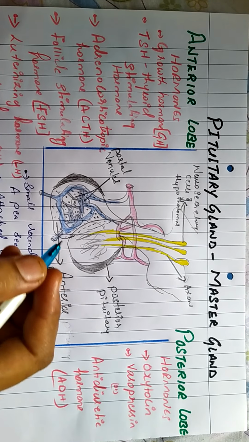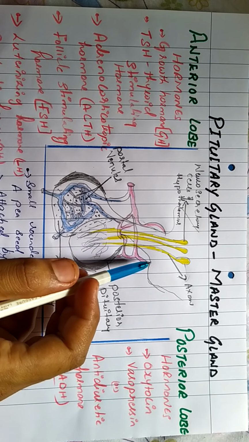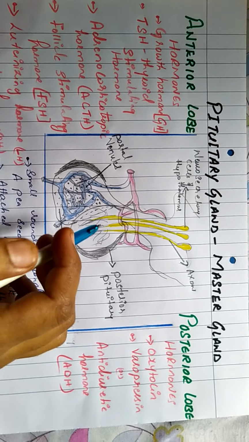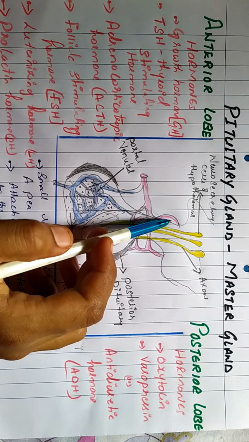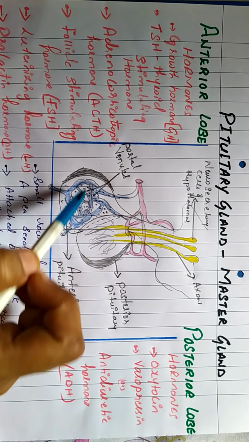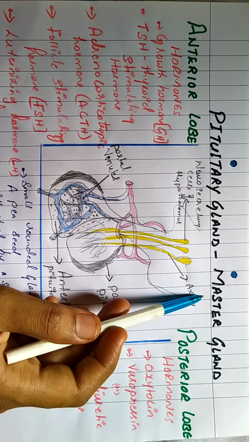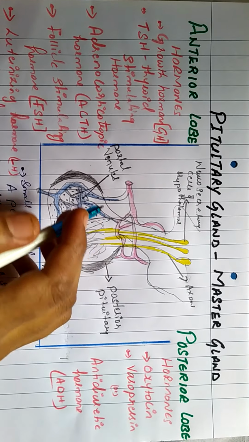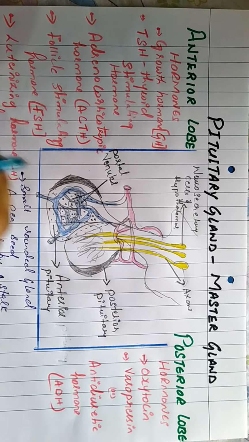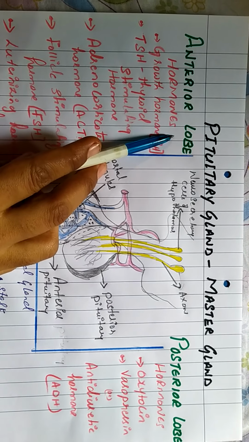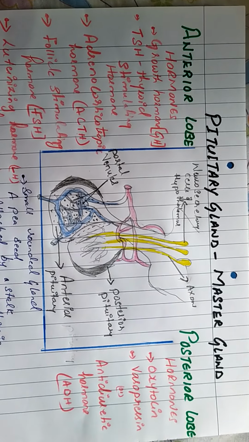just the small size of a pea seed, which is attached by a stalk to the base of the midbrain close to the hypothalamus. Hence, the pituitary gland is the most important of the endocrine glands because it controls all the other glands. Hence it's called the master of the other glands. It is called the master gland because it regulates the function of almost all the other endocrine glands of the body. It consists of three parts, that is the anterior lobe, intermediate lobe and the posterior lobe.